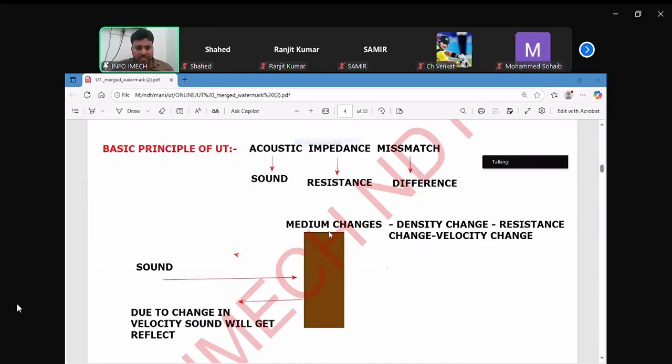Okay, medium changes. So what's happening there? Density changes. Due to the change in density, the resistance of sound also changes. When resistance changes, velocity changes. Due to the change in velocity, sound is getting reflected.